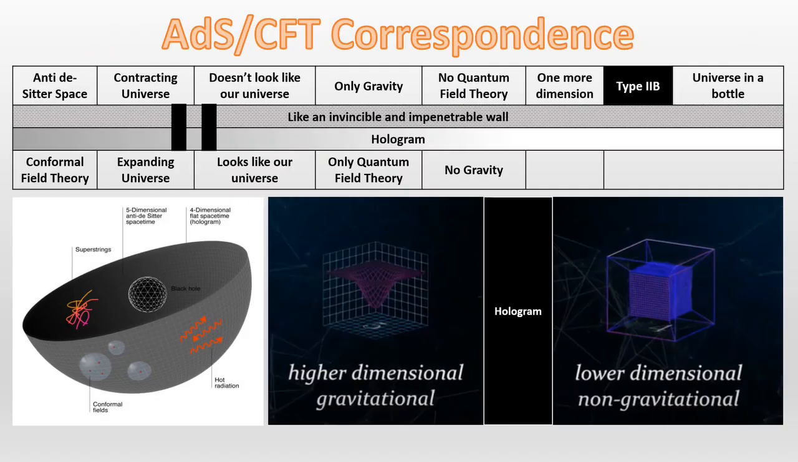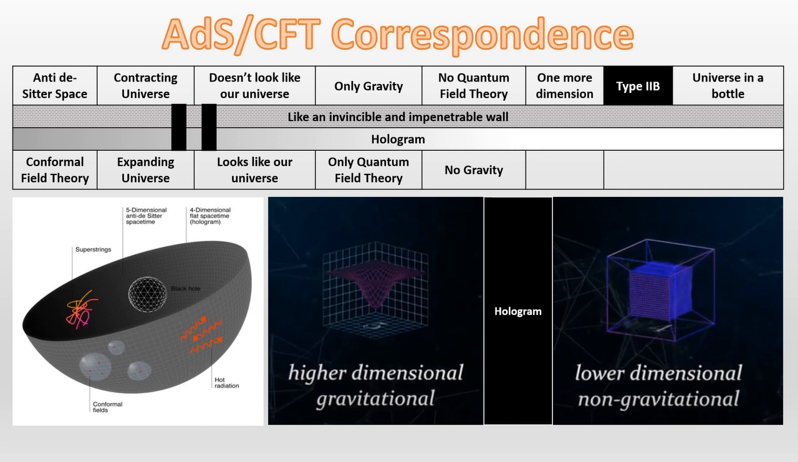AdS/CFT correspondence is the most valuable of all, and it is also the strangest of all. This conjecture predicts two universes. One is a contracting universe, which is called the anti-de Sitter space. On this side of the universe, there is only gravity with no quantum field theory. This doesn't look like our universe. On its flip side is another universe with one dimension less, an expanding universe which is familiar to us. On this side, there is only quantum field theory with no gravity.